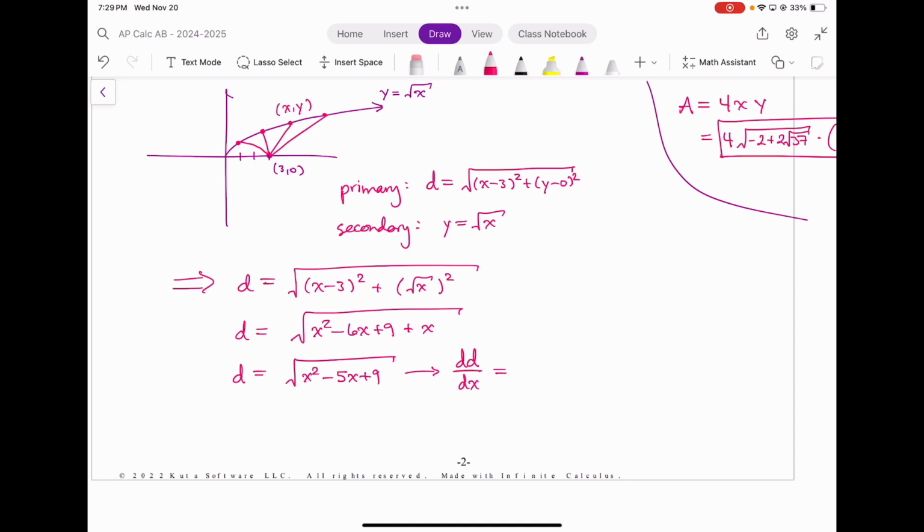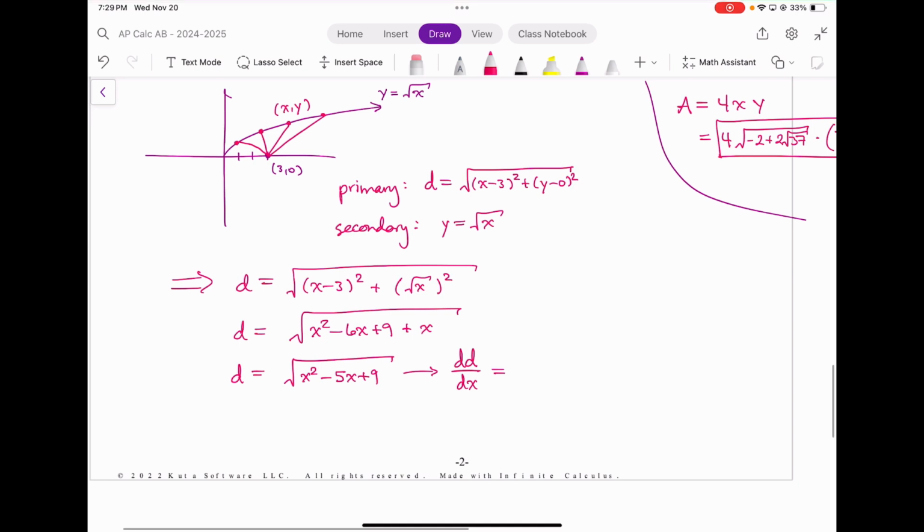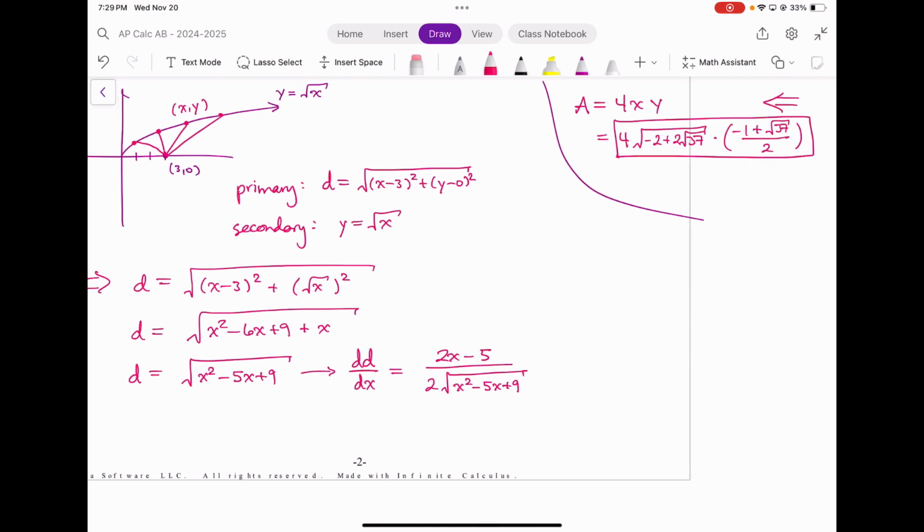And so, hopefully you guys recognize how to do this kind of derivative by now, right? You're going to have a chain rule effect, so this is the derivative of the inside that shows up in the numerator. And then we're going to have over 2 square root of whatever's on the inside originally. Cool. So the question is, when does this equal 0? Well, it seems to equal 0, right? Our critical point seems to happen at x equals 5 over 2.